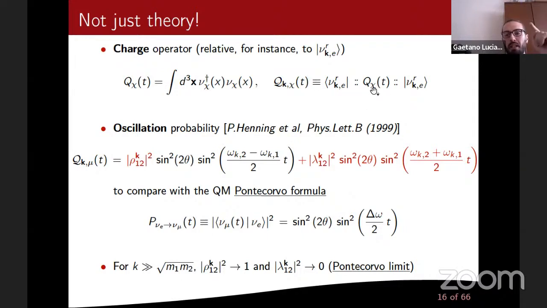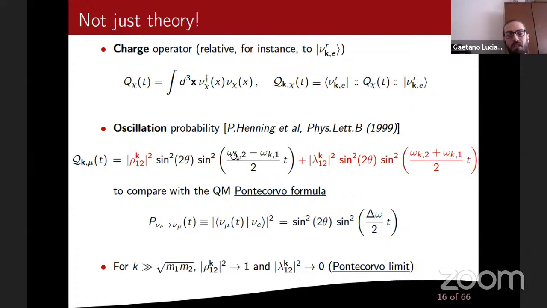Instead, if you put here μ, you are computing the probability that after a time t, your initial state e is detected as a muon neutrino. So to compute the oscillation probability, we simply put Q_μ here, so it means that here we have to consider μ. And if we compute this oscillation probability, you can see that the resulting formula is this one. So, neglect for a while these Bogoliubov coefficients and this extra contribution.